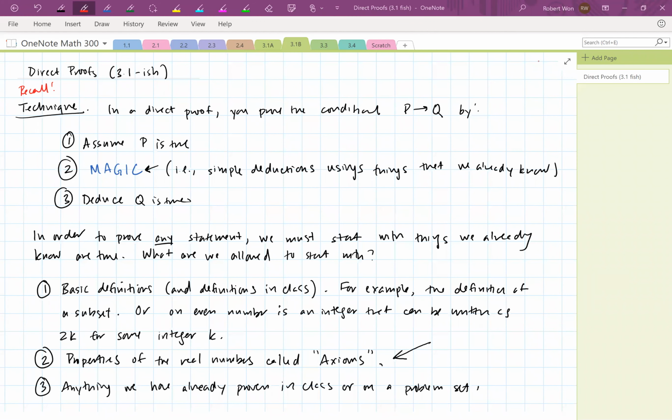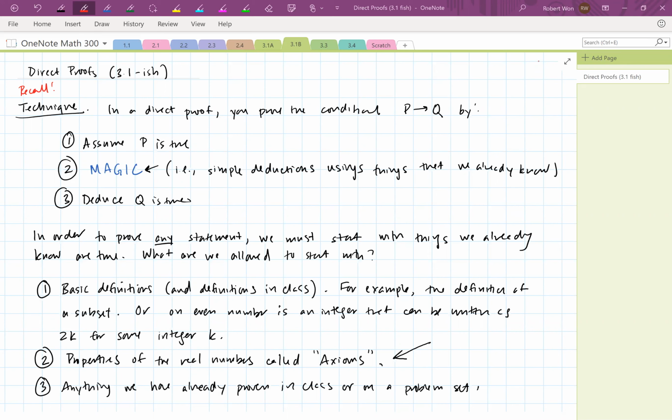Okay, so today we're going to continue with section 3.1, or roughly section 3.1, which is on direct proofs. This is how you prove a conditional statement. If P then Q, you assume that P is true, then you do some magic to deduce that Q is true, and inside that magic needs to be only stuff that you know to be true. So that's definitions, axioms, and any previous results.